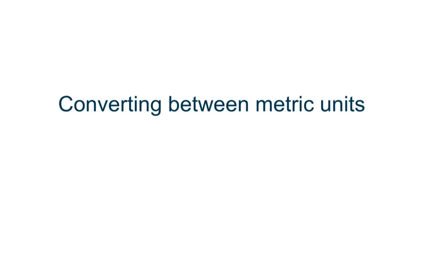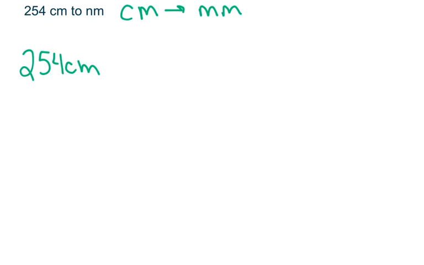All right, so let's practice converting between metric units. In this first one, we're going to take 254 centimeters and convert it to nanometers. So we want to start with 254 centimeters. We're going to go from centimeters to nanometers. Now, you can memorize how many different conversions there are, or you can do just the ones that we talked about. So first we would go from centimeters to millimeters, then to micrometers, and then to nanometers.